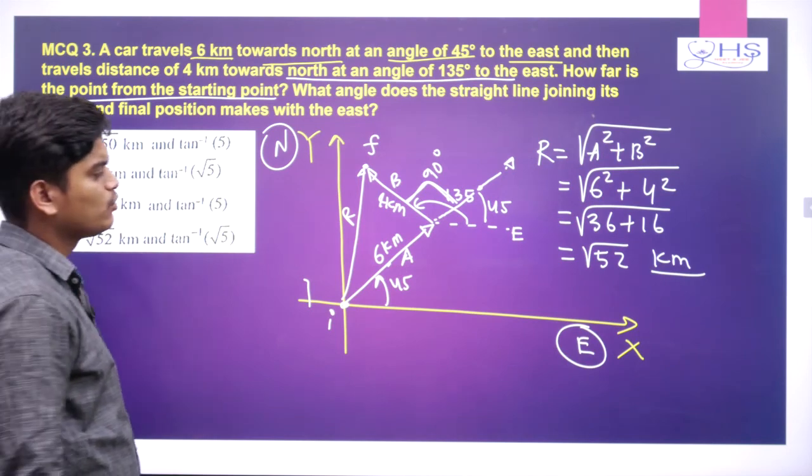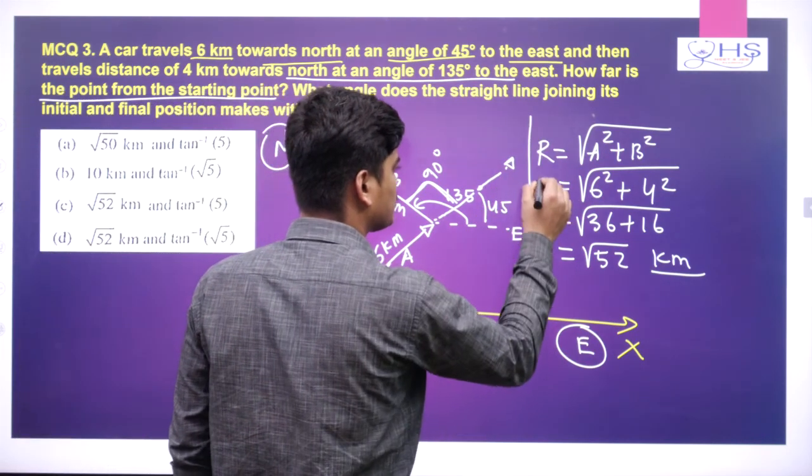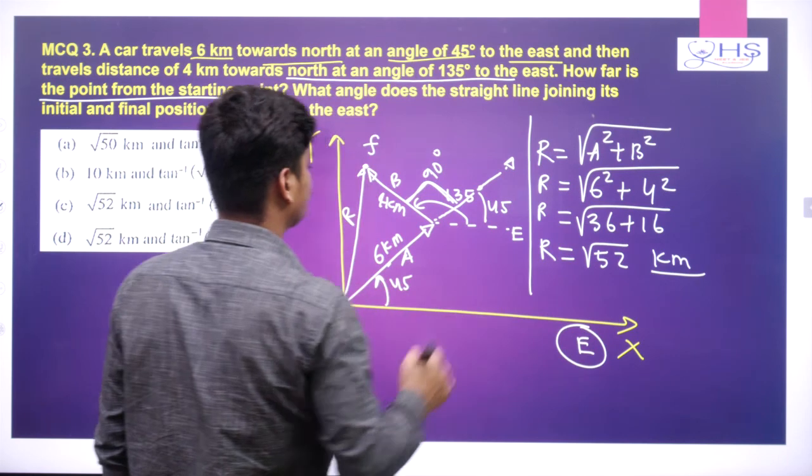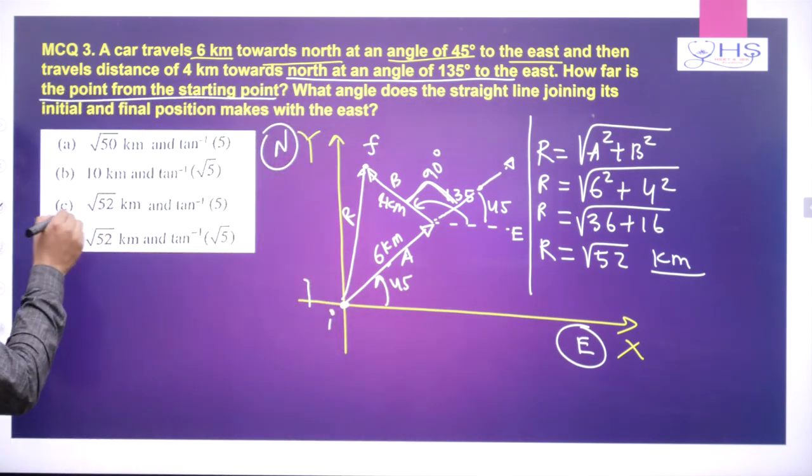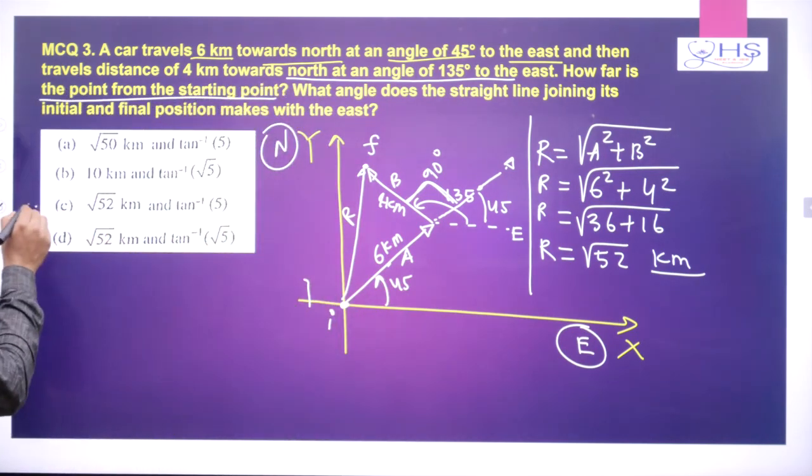And here we need to find a certain direction also. This is the resultant magnitude we got. So either the answer is C or the answer is D, because root 52 is there.